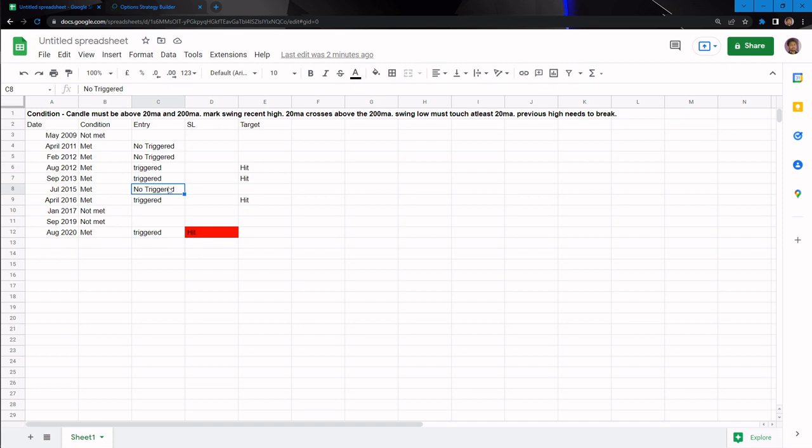So this is not a single day trade. This is not a single week trade. This is not a single month trade. This can go for months.